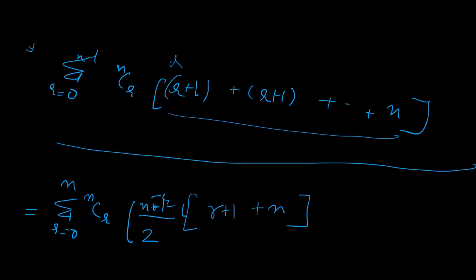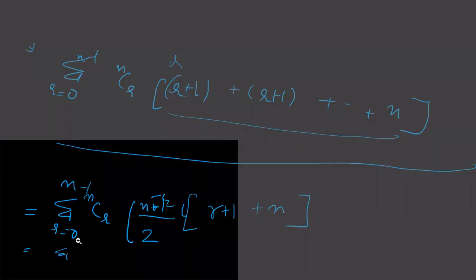Again, if I alter the limit, I am changing the limit. It was n minus 1, right? If I want to change it till n, I have to add 2r there. So it will become what?